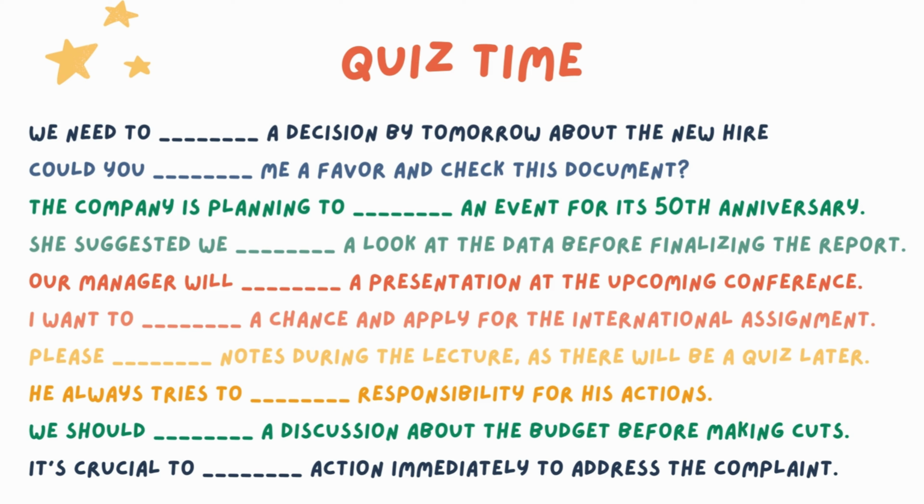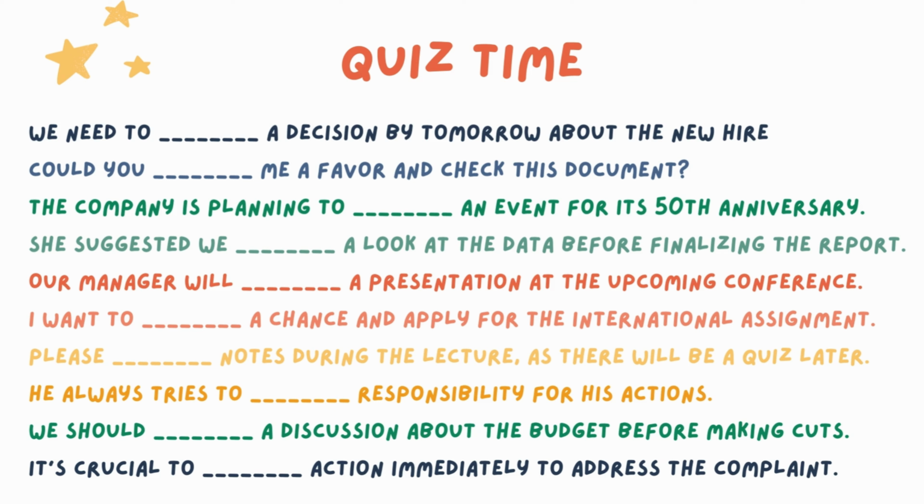Number 3. The company is planning to something an event for its 50th anniversary. What is the company planning to do? Think of a formal verb that we need here. To hold an event. Yes. Number 4. She suggested we something a look at the data before finalizing the report. What should we do here? We need to take a look at the data.